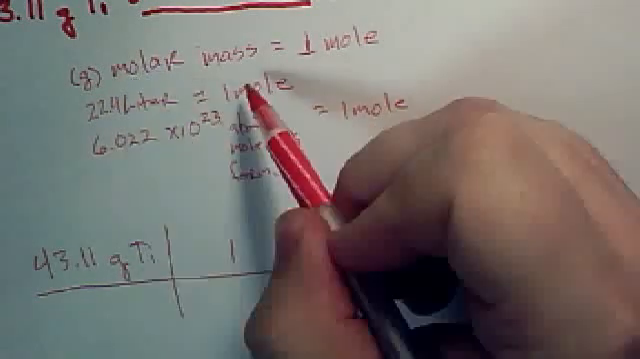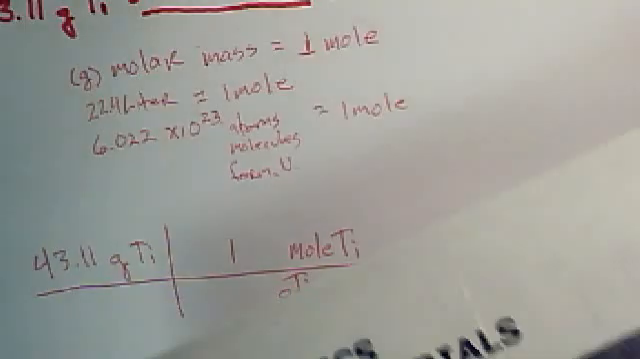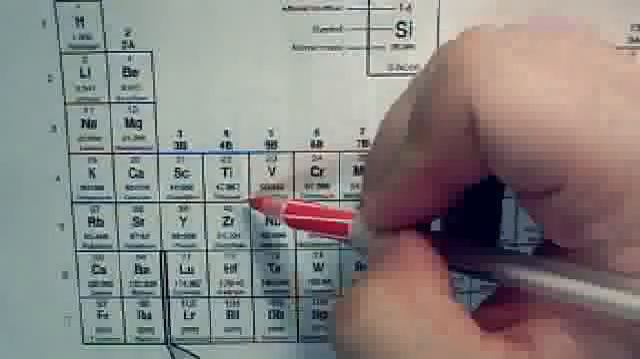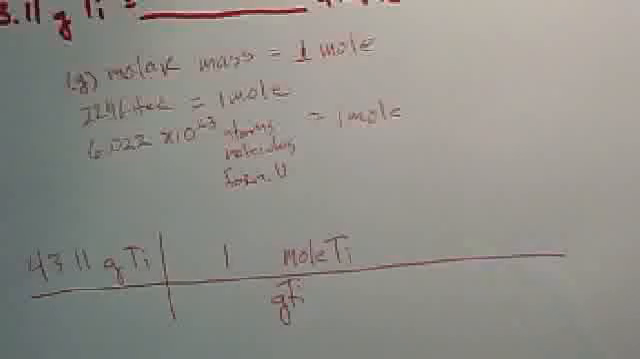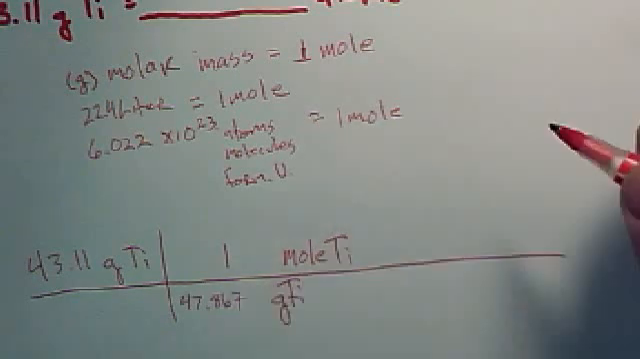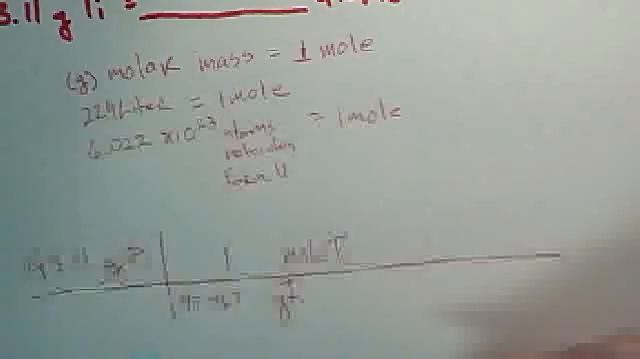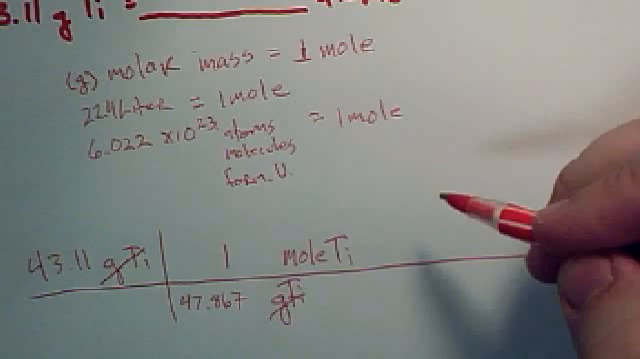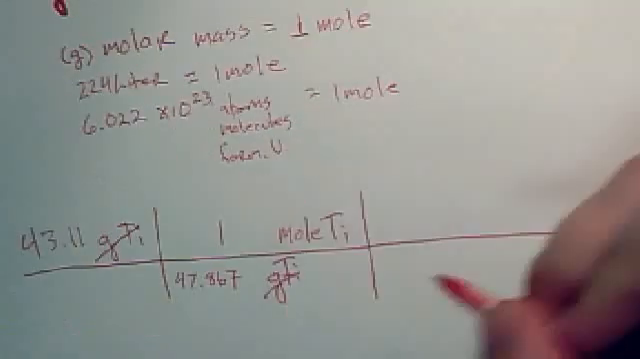This is the molar mass, and the molar mass of titanium is found on the periodic table. So we look at the periodic table. Here's titanium. The mass is 47.867. Now that cancels out my grams of titanium, leaves me with moles of titanium. The question wants atoms, so I keep going.